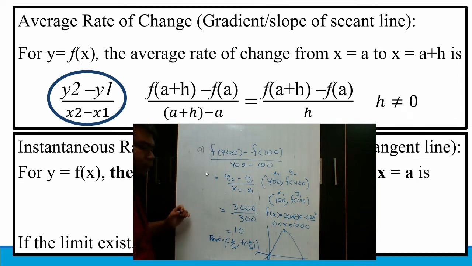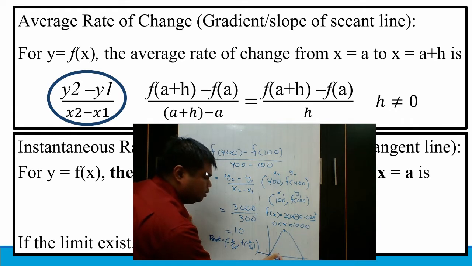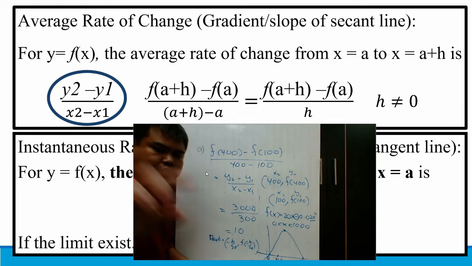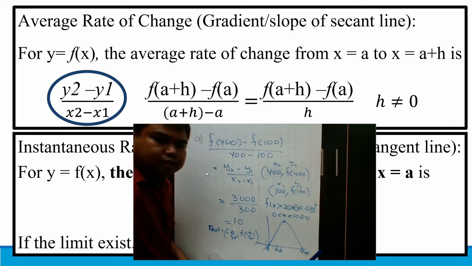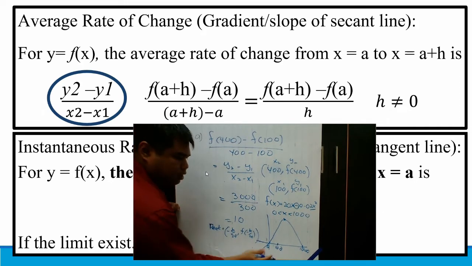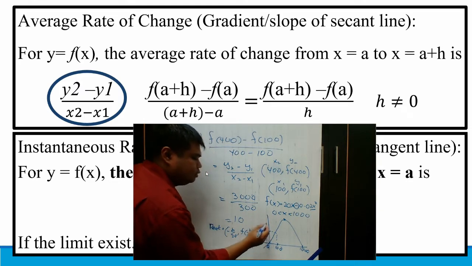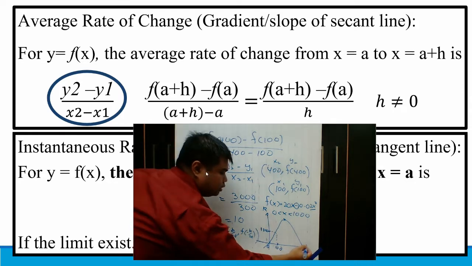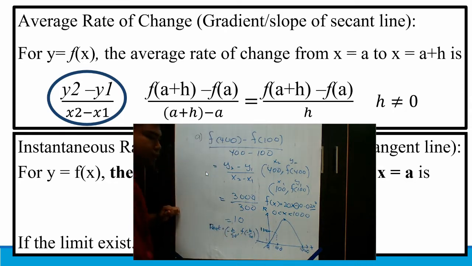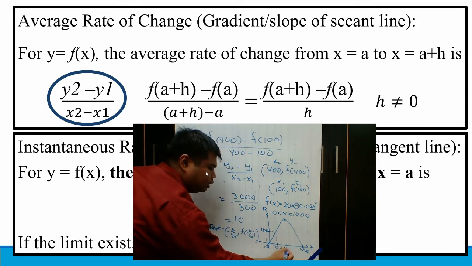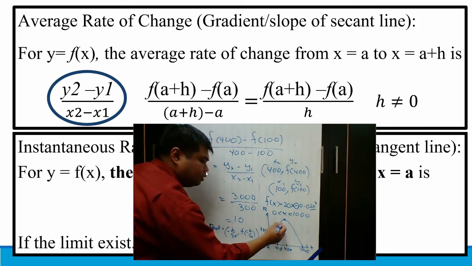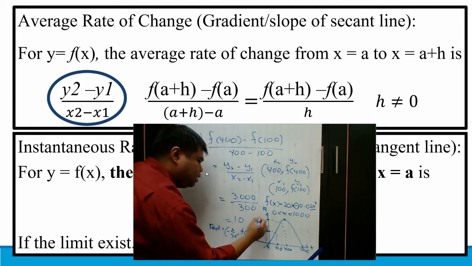Okay, let's say from this graph, this is 100. So this point is 1800. Okay, this is for revenue, and this is for the value of x. Let's say this is 400. This will be 4800.